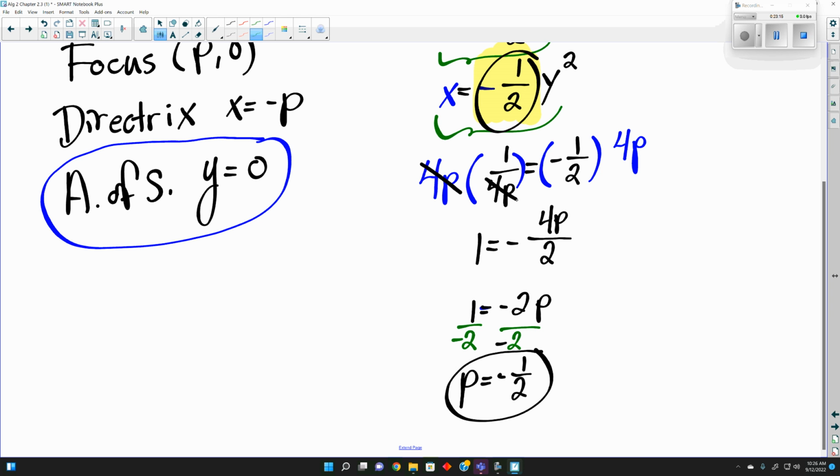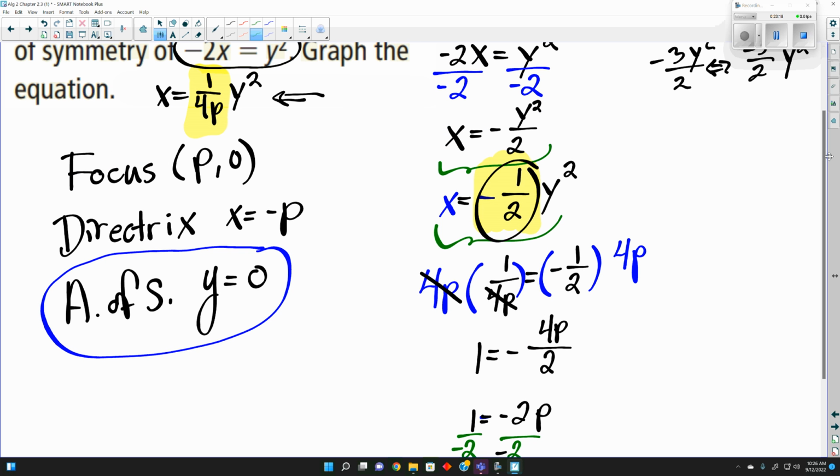Now the last thing we have to do is plug it back in for the focus and directrix. The focus is just going to be negative 1/2 comma 0. I'd keep them as fractions if we already have it as a fraction. If we already have it as a fraction, might as well leave it as a fraction. It could be a decimal. There's nothing restricting it to be a fraction.